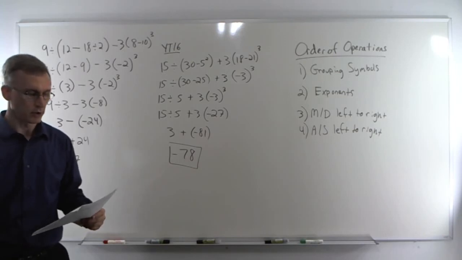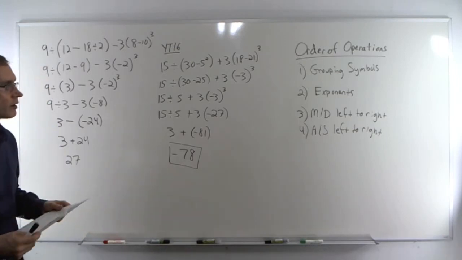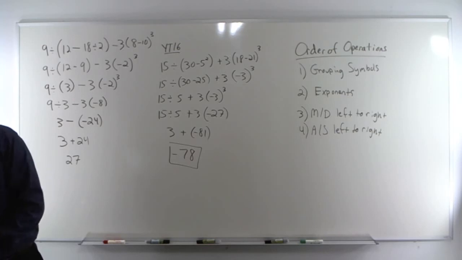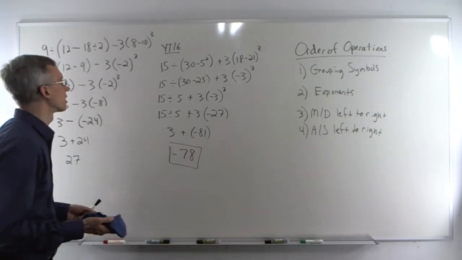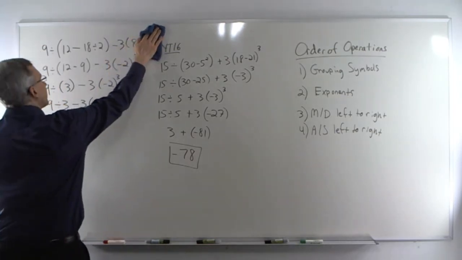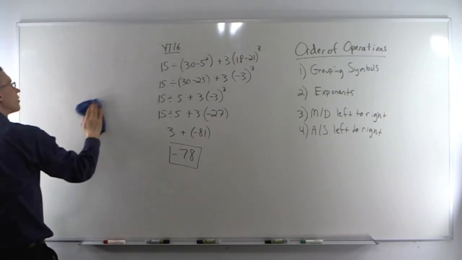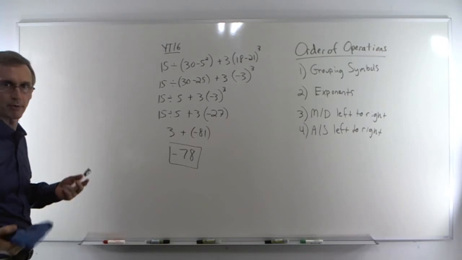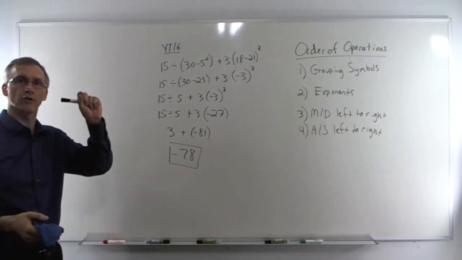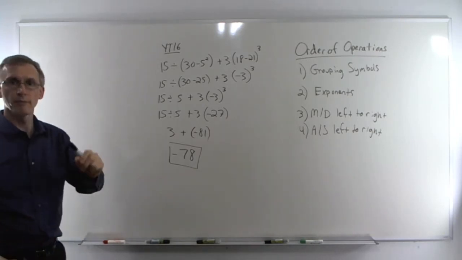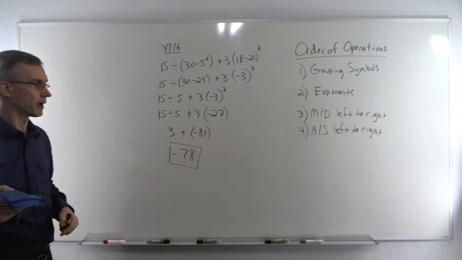Now we can look at some fractions. And keep in mind what I said earlier about the division bar being a grouping symbol. So it separates the numerator and the denominator, and we can just work on the numerator and denominator separately, and then once we get a single number on top and a single number on the bottom, then we can simplify, and there's your answer.